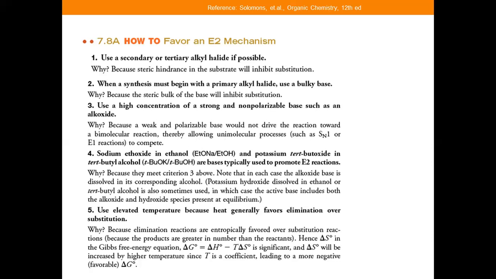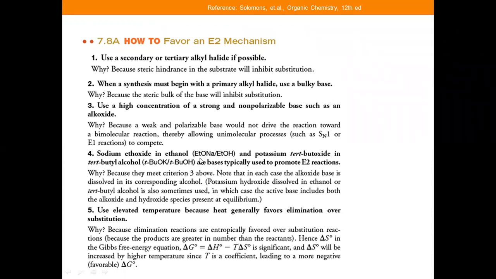Sodium ethoxide, we also use sodium ethoxide and tert-butoxide. These are the usual bases that we mostly encounter now when we do the E2 mechanisms. Why do we use these?